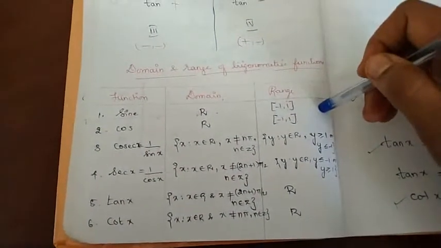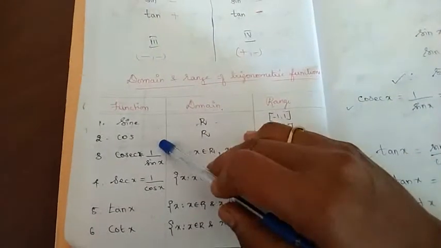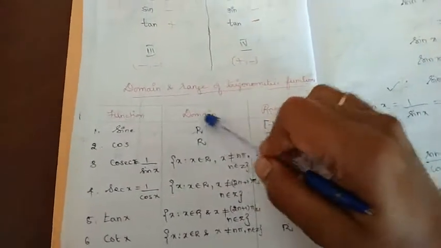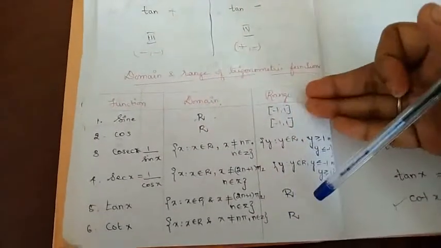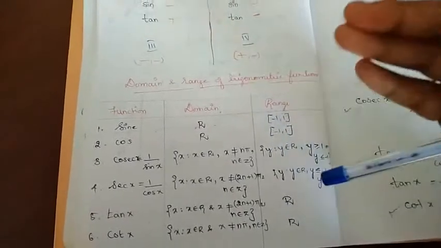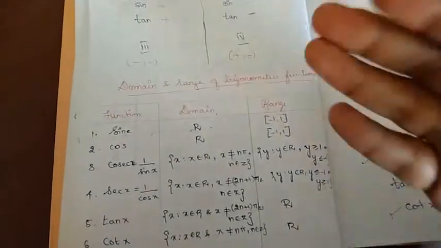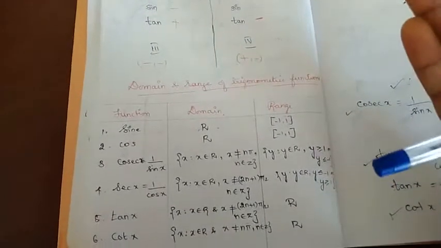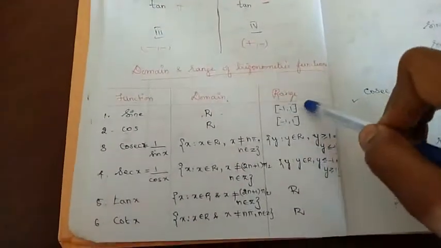Right? Then we have seen the domain and the range of trigonometric functions. For sine and cosine, the domain is the entire real numbers, but the range, if you see, the values will lie between -1 and 1, closed interval. Right? Because we have seen that after 2 pi, the values are going to repeat. They do not change. So it is going to be -1 to 1.